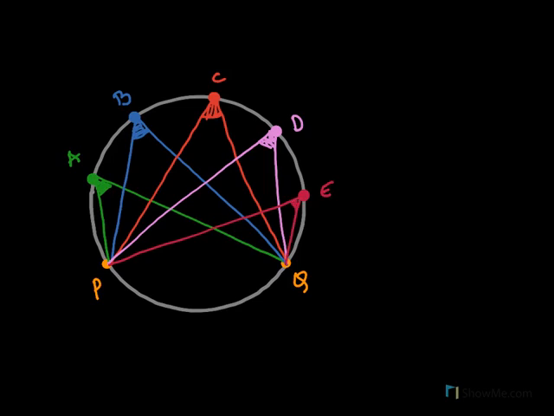Now all these angles are subtended by the same arc PQ, and all these angles will be equal. So if this angle is X, this will be X, this will be X, this will be X, this will be X. These angles are all equal because they are all subtended by the same arc. They are in the same arc, that is PQ. This is yet another property we will learn, that angles in the same arc are all equal.